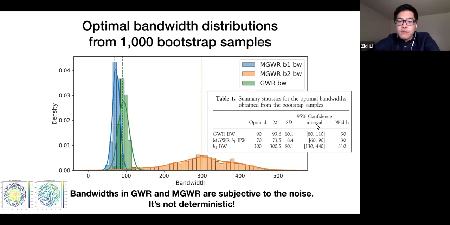And we are able to get a 95% confidence interval by using the percentiles. And we can see that for the low heterogeneity process, we're getting a bandwidth that is significantly larger than the bandwidth for the high heterogeneity one. And the most important thing is that the bandwidth is subject to noise. So it's not deterministic. It should follow a distribution; it is stochastic.